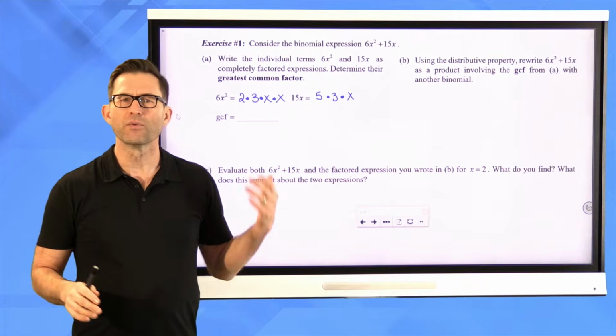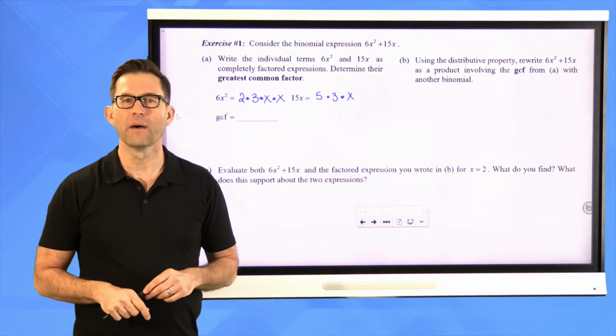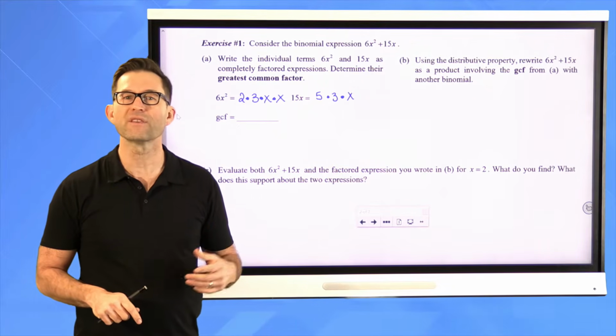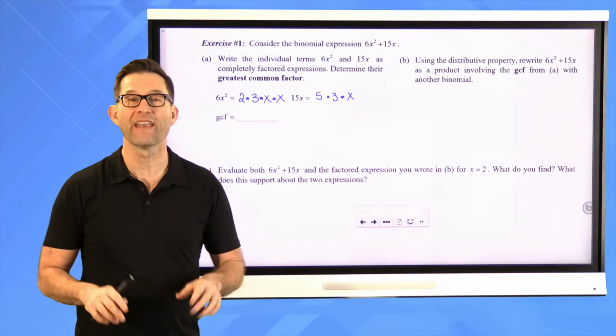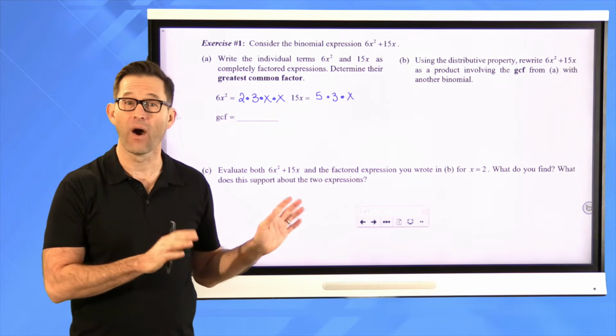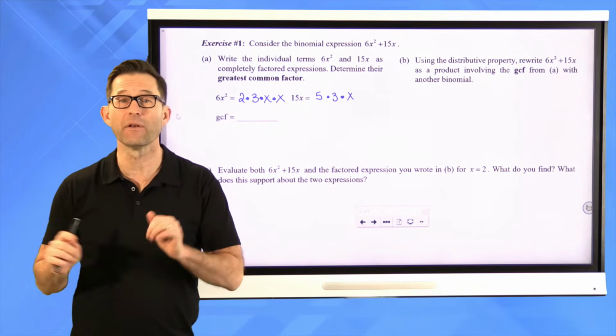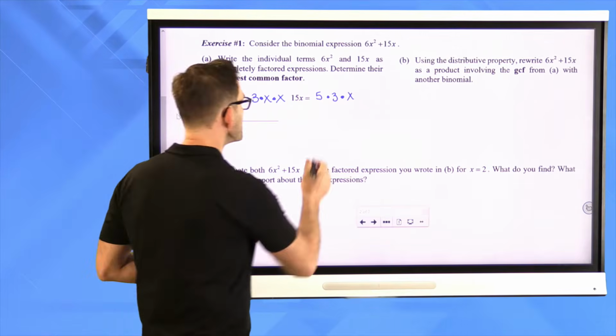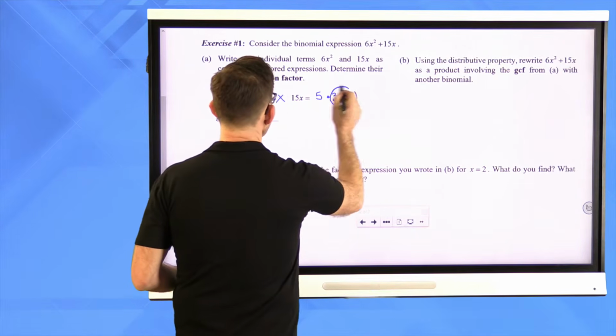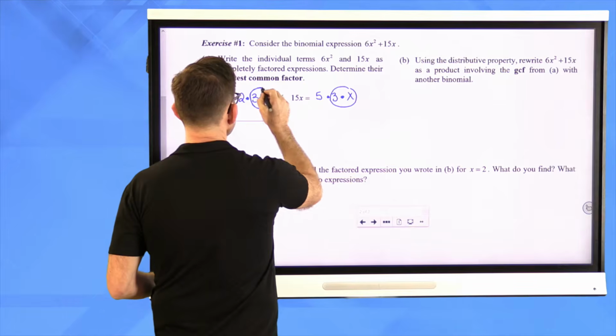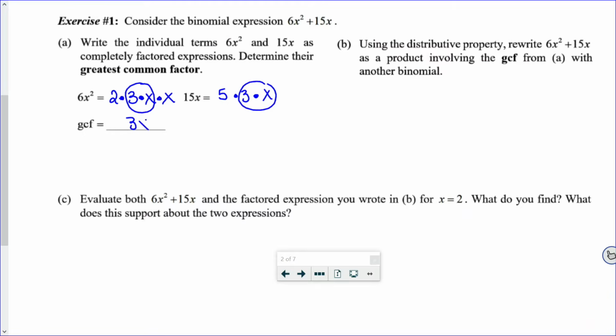So you've worked with GCFs before, but now they're going to become very, very important for us. What is the greatest common factor? Now it's factor the noun. What is the greatest common factor? Well, when I look at these two, I see that both of them contain a 3 times x. So the greatest common factor is 3x.